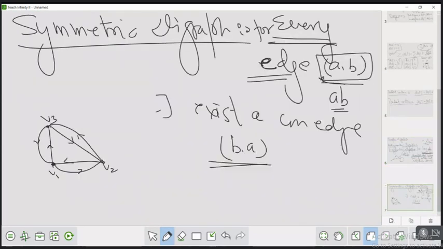Are you getting my point? So it is a symmetric diagram.